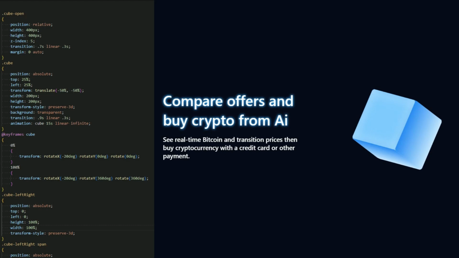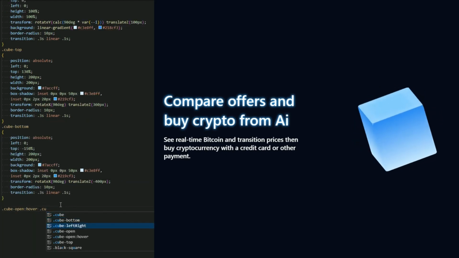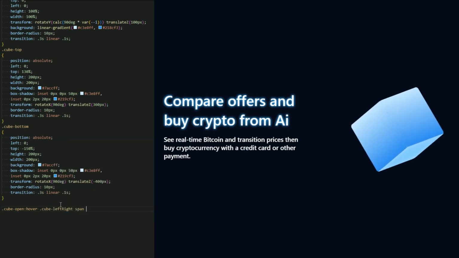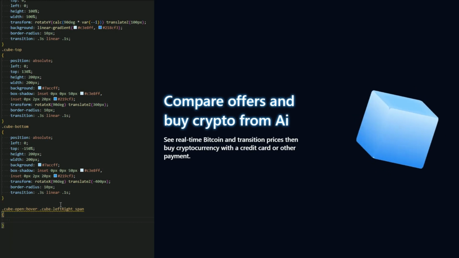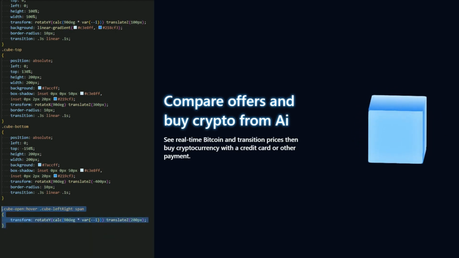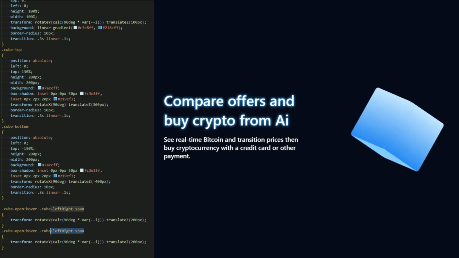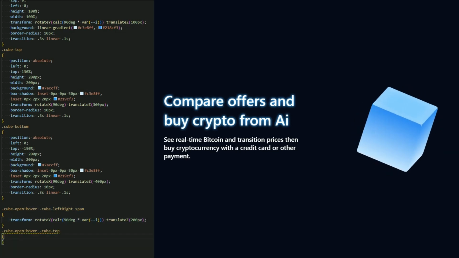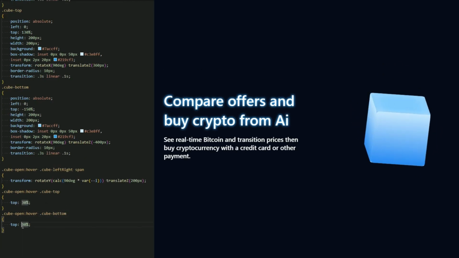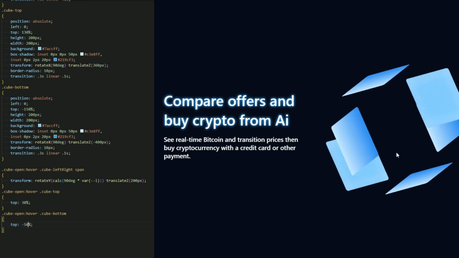Now let me add the last thing, hover, for a cool effect. So I'm gonna add transform for our hover. Cube top and cube bottom. I'm gonna change top in hover. And we get this.